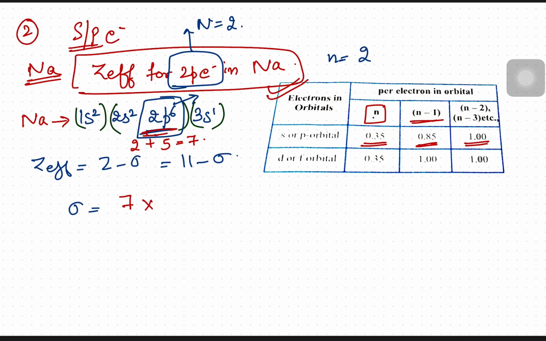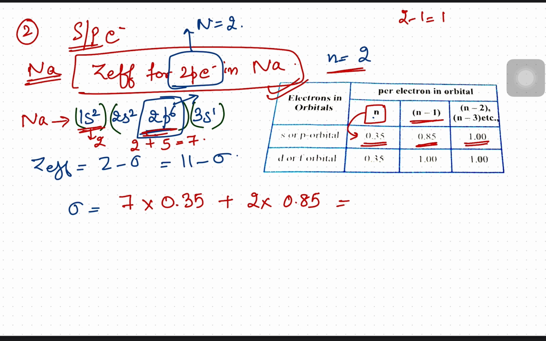So 7 into how much contribution? N is 2. How much contribution? 0.35, plus for n minus 1. So 2 minus 1 is 1. For this, how many electrons? 2. 2 into how much contribution? 0.85. Okay, from here you will get the value of sigma.